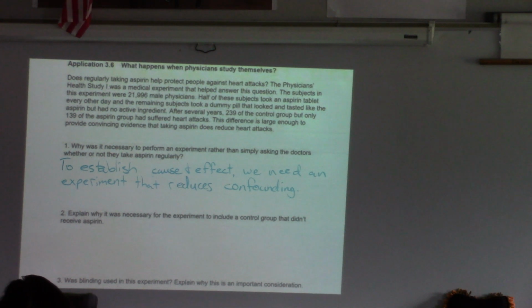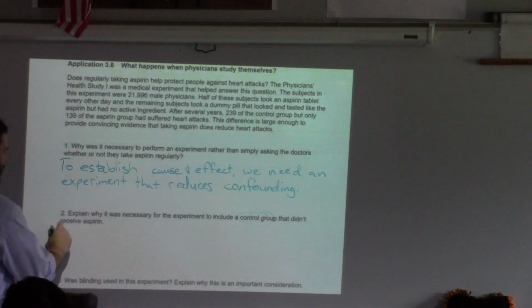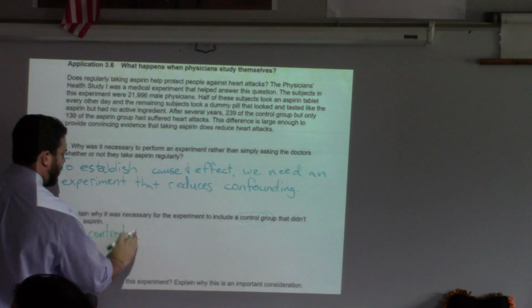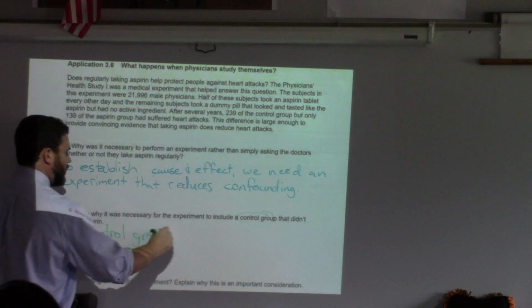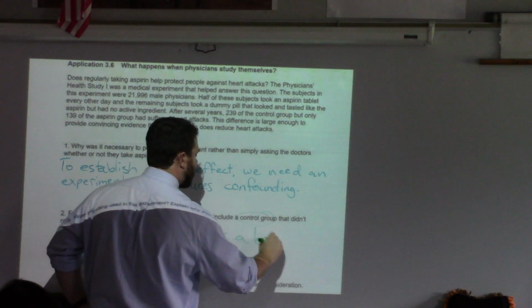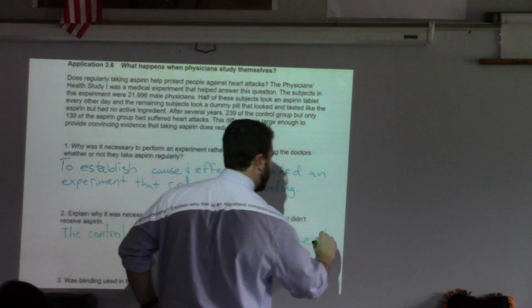I want you to think about it. If you just had the people who took aspirin and then 139 of them suffered heart attacks, do you know if that made them have less or had more or anything? They don't know at all because they didn't take it. Right. So we need someone to compare against. Why did we need a control group? The control group provides a baseline to compare against.